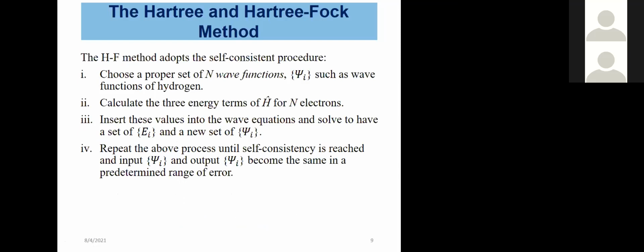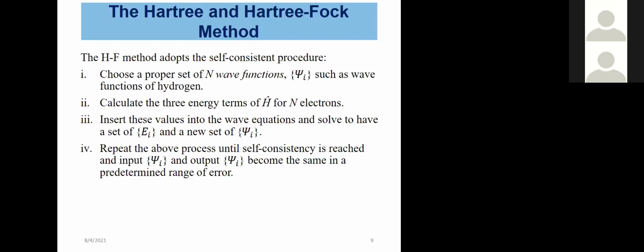So in Hartree-Fock methods, the assumption was that a system of n electrons will have n wave functions. So we have to consider n wave functions for all those n electrons, and we have to calculate all three terms, that is, the kinetic energy of electrons, the electron-nucleus interaction energy, and the electron-electron interaction energy.